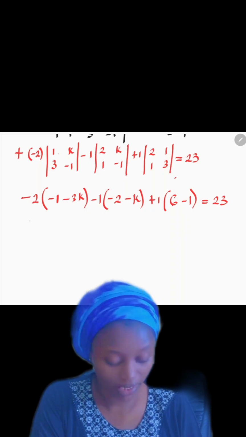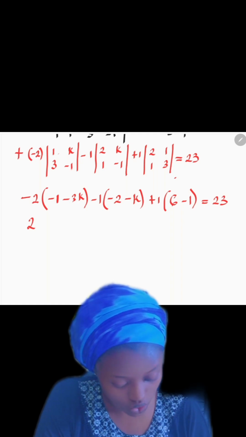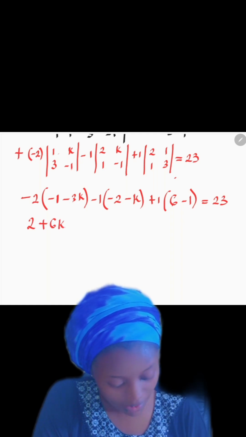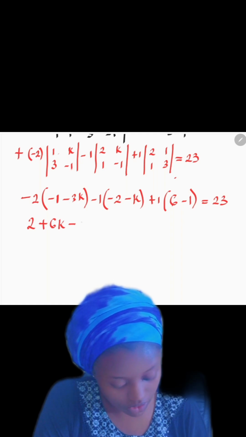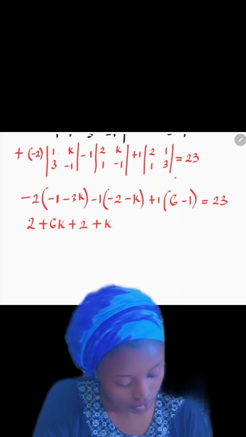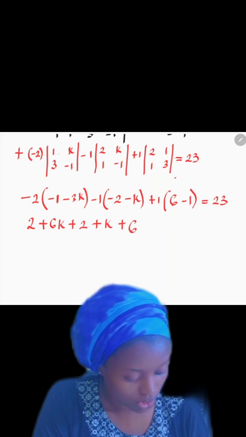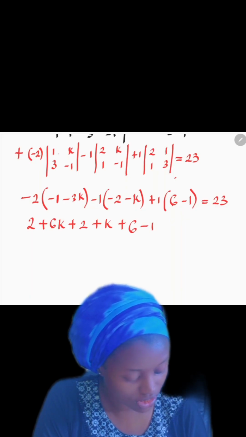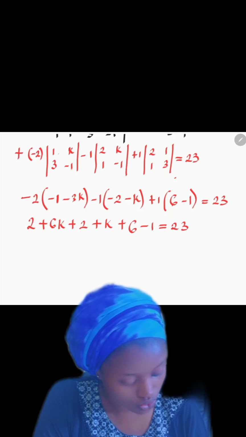Now let's open up the brackets. Here we have minus 2 times minus 1, we have 2. Minus 2 times minus 3k gives us plus 6k. Minus 1 times minus 2 is plus 2. Minus 1 times minus k is plus k. Plus 1 times 6 gives us 6. Plus 1 times minus 1 is minus 1. This is equal to 23.